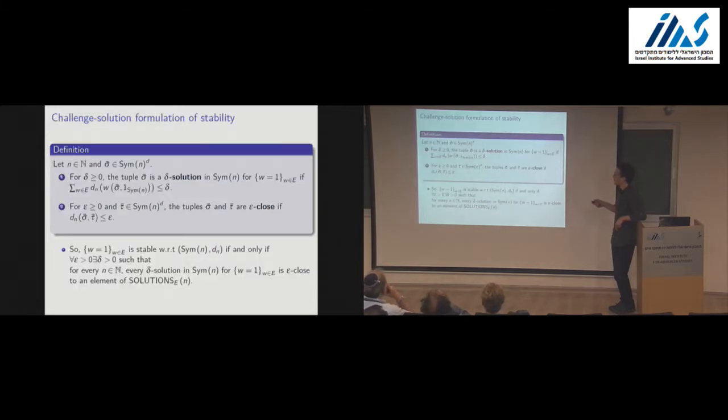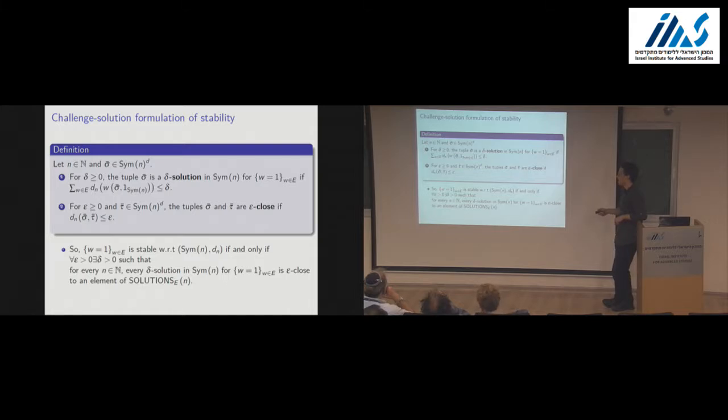Here's another way to say this. For some non-negative delta, I can define a delta solution as just a tuple for which this number is small. Yes, again, the parenthesis should be here. So this is the sum of distances of the substitution of sigma to the identity. And for epsilon, if I have two tuples, sigma and tau, I say that they're epsilon close if their distance is at most epsilon.